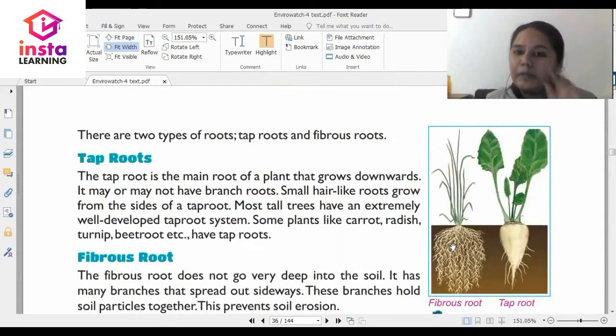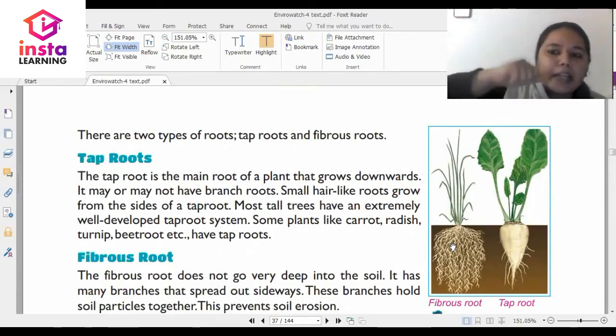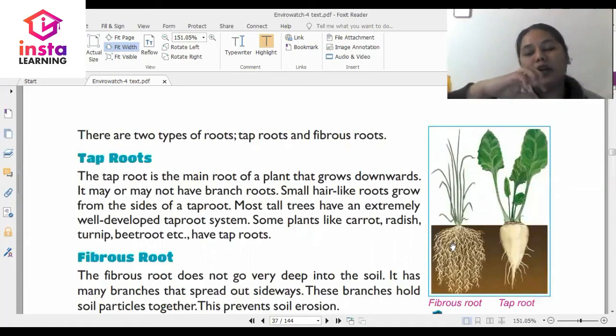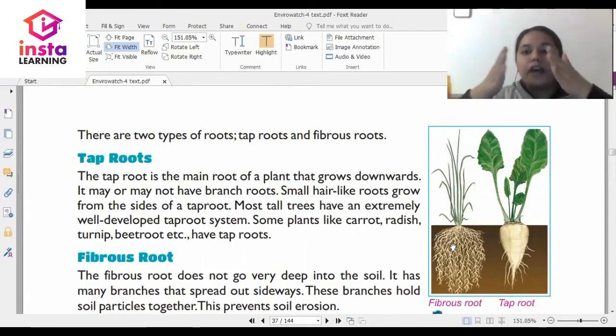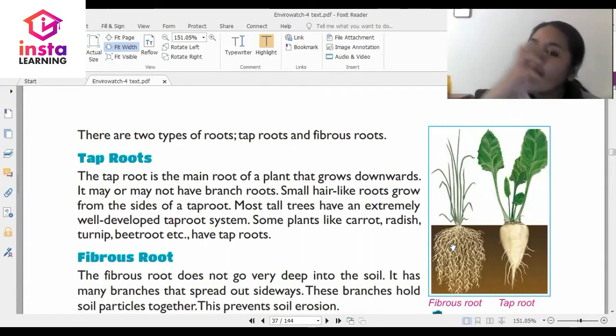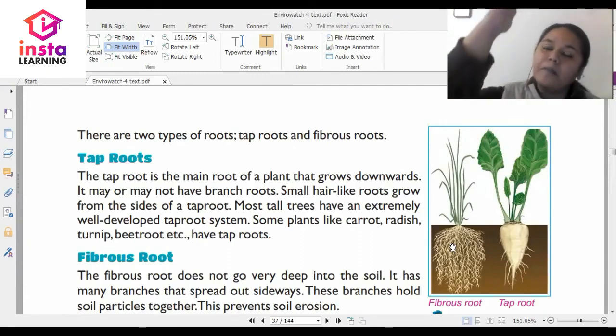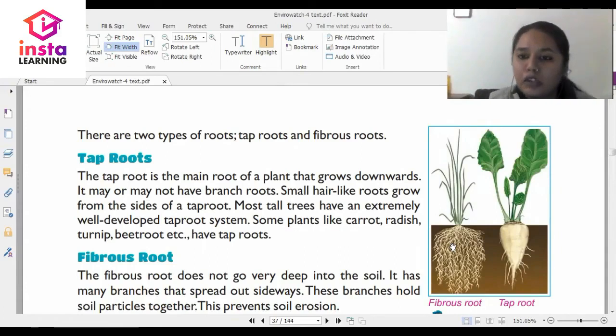Now there are two types of roots. So till now what we have studied is that roots are like the base of the plant which hold it tightly or firmly on the ground. And any plant is divided into two parts. You have the shoot system which is above the soil and you have the root system which is below the ground. And the main function of the roots is to take minerals from the soil and send it above so that the shoot system blossoms, it grows well. So now we are going to talk about two types of roots.